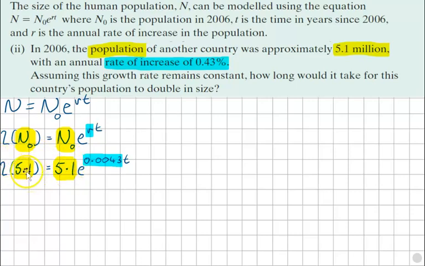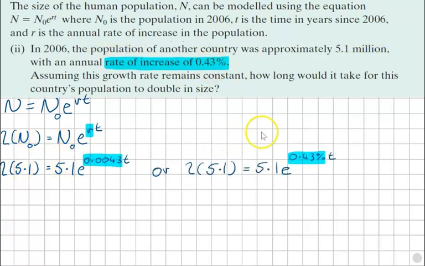So we have 2 times 5.1 because it's doubling. We're interested in when it's doubling. And then we replace the r with 0.0043. So the annual rate of increase was 0.43%. But again, as before, you could use the percentage, but just make sure that it's exactly written as so. So 0.43 with a percentage symbol stuck on. If you forget the percentage symbol, it'll be completely wrong.